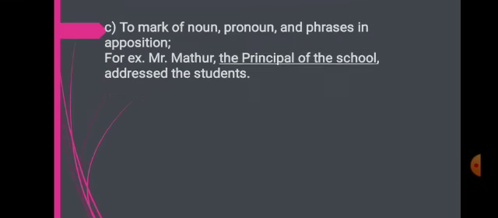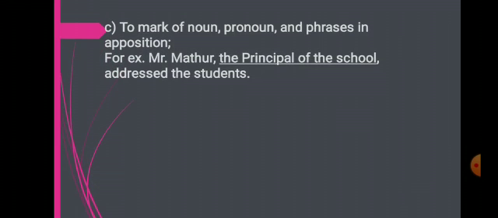Next place where we use comma is to mark off nouns, pronouns and phrases in apposition. When in a sentence we have any other noun, pronoun or any phrase which adds more information about a noun or a pronoun already used in a sentence, we put commas. For example, Mr. Mathur, the principal of the school. Now, this phrase, the principal of the school, is adding more information about Mr. Mathur, which is a noun in this sentence. So, I have put commas.